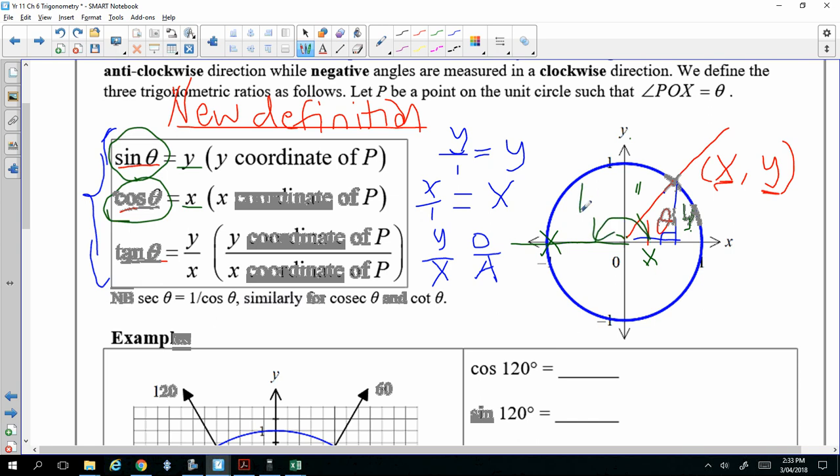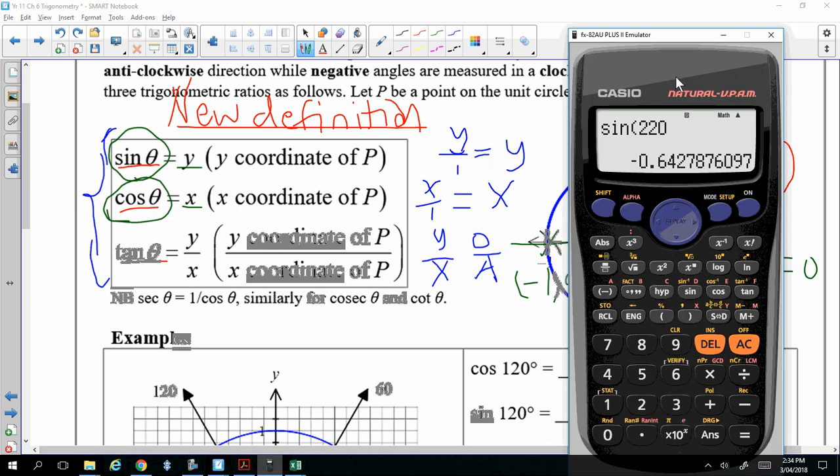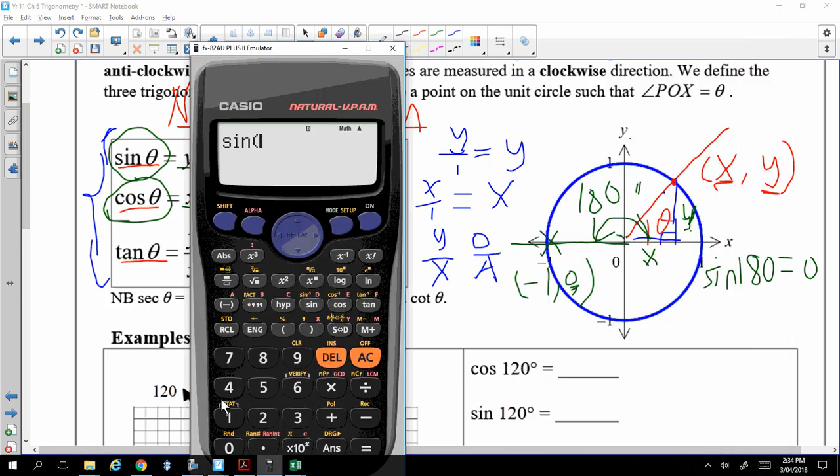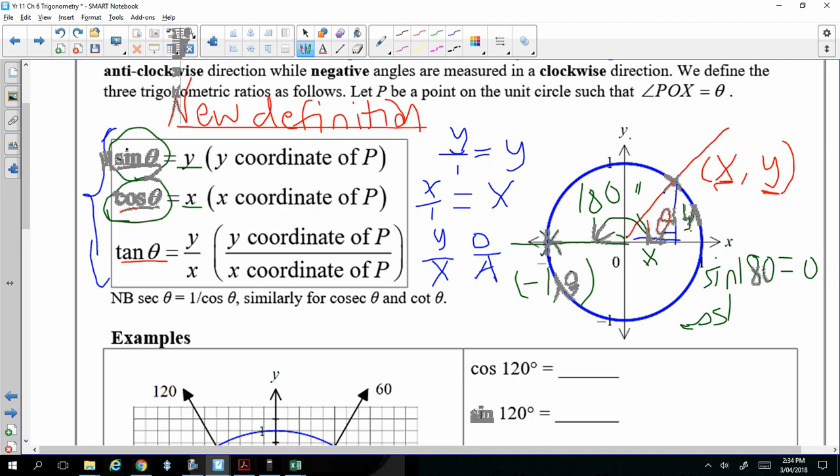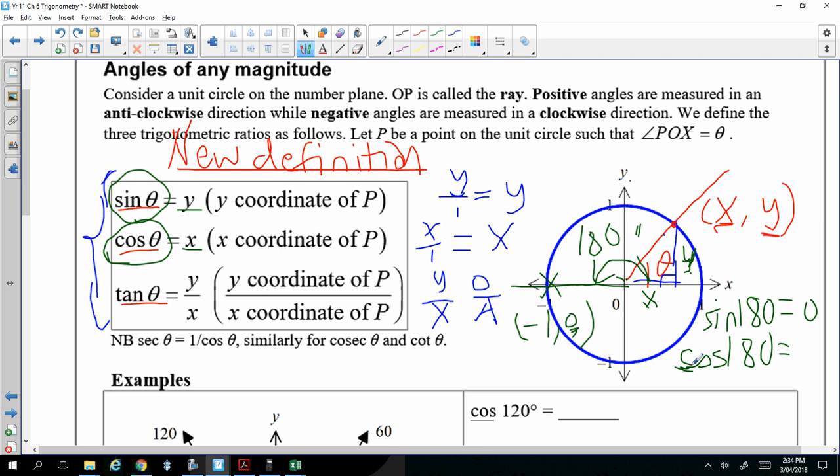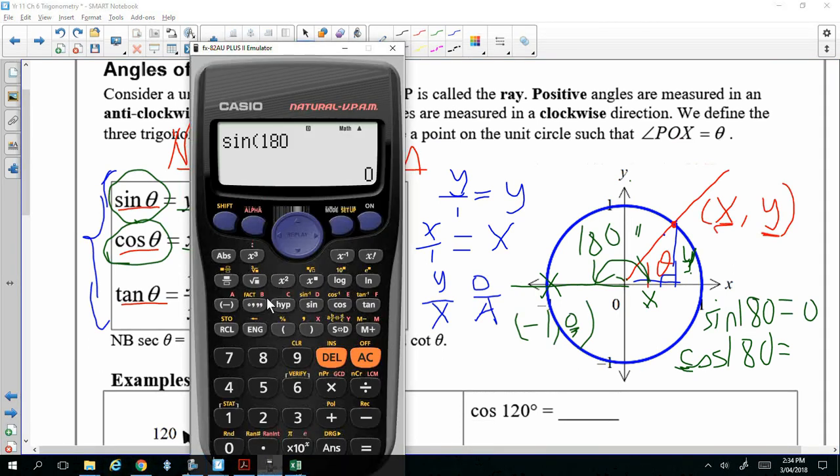Let's check. Sine 180 is the y value. It does give me 0. Have a guess, what will cos 180 equal to? It's the x value, isn't it? So if I go to the calculator to cos 180, what should it tell you? Well, it should be the x value, negative 1. Right, so let's check. Equal negative 1. Yep.